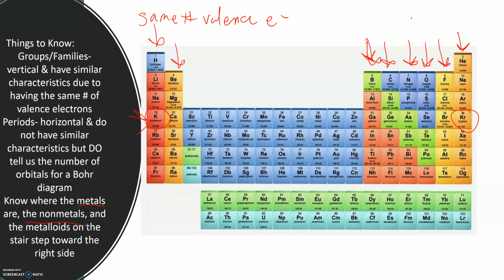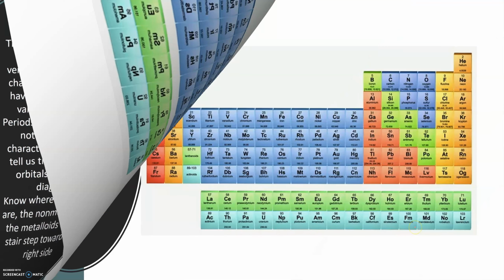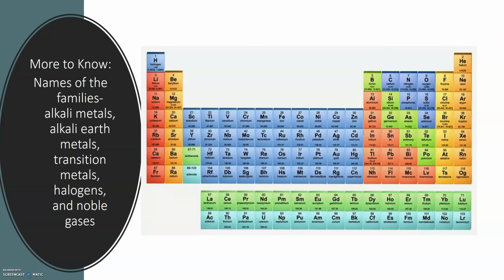Know where the metals are, the nonmetals, the metalloids, right? These are the metalloids. So know that. These in green, okay? And we already went over the alkali right here, alkali earth, transitions here. We've got the nonmetals all over here, right? We've got noble gases, halogens. Okay, know all that. Know the names of the families. Again, alkali, alkali earth, transitions, halogens, noble gases.